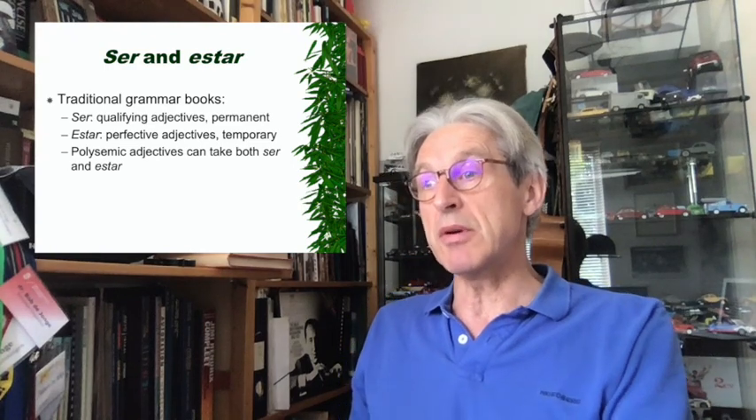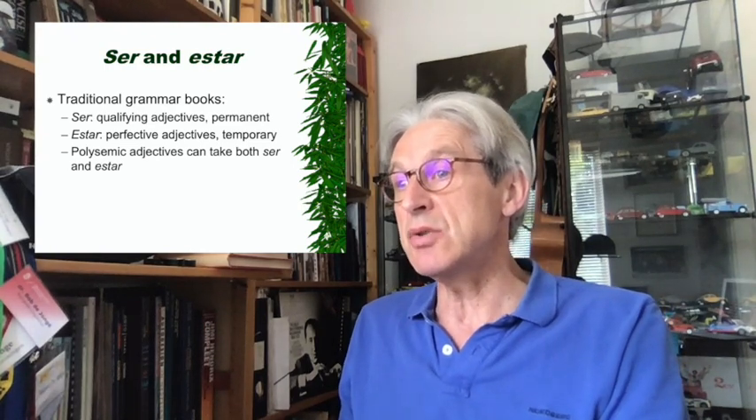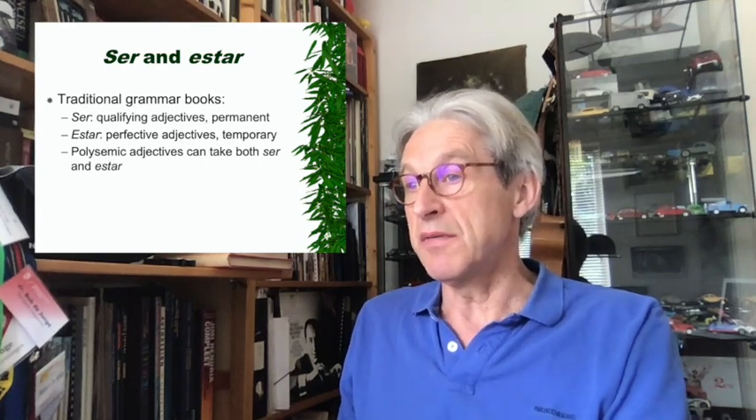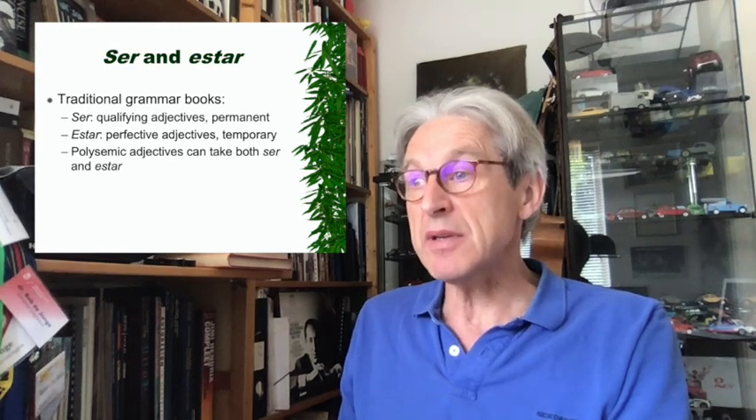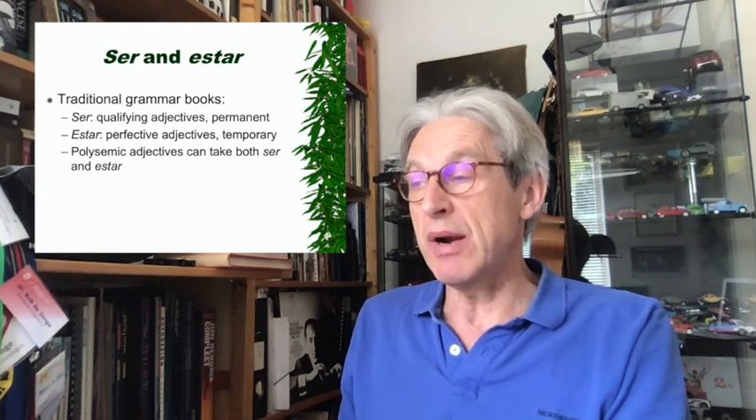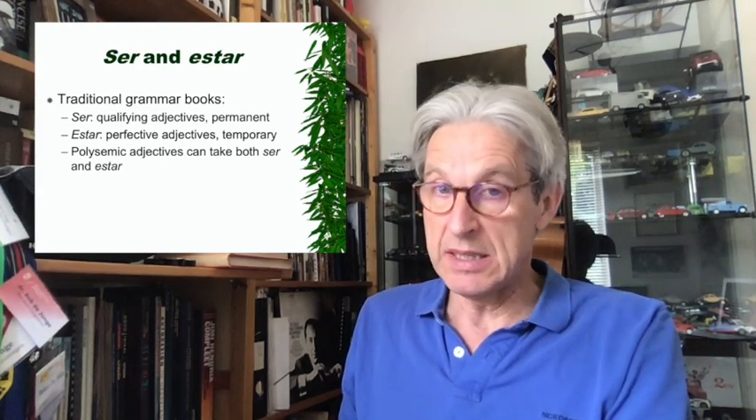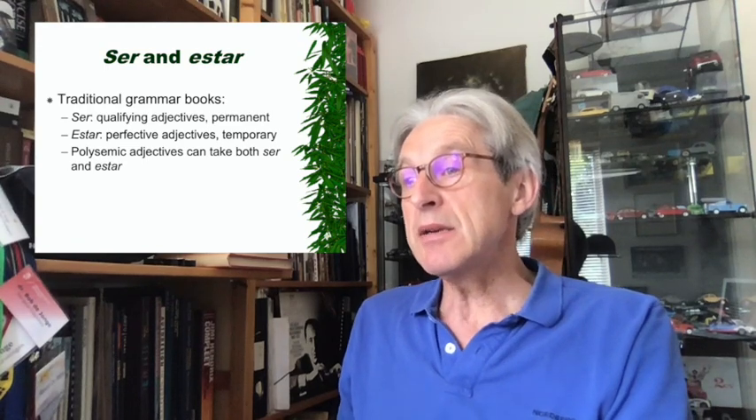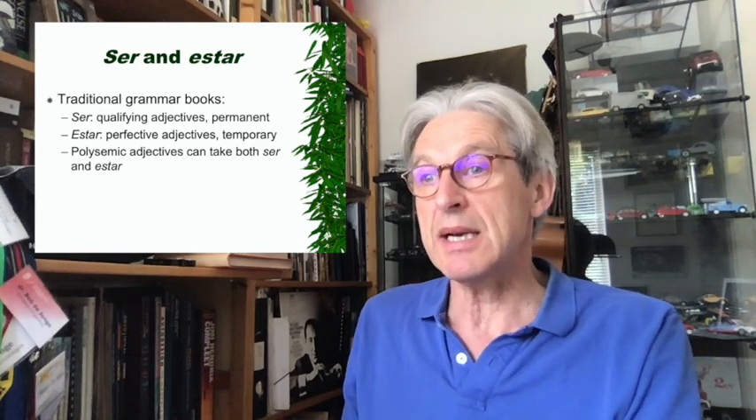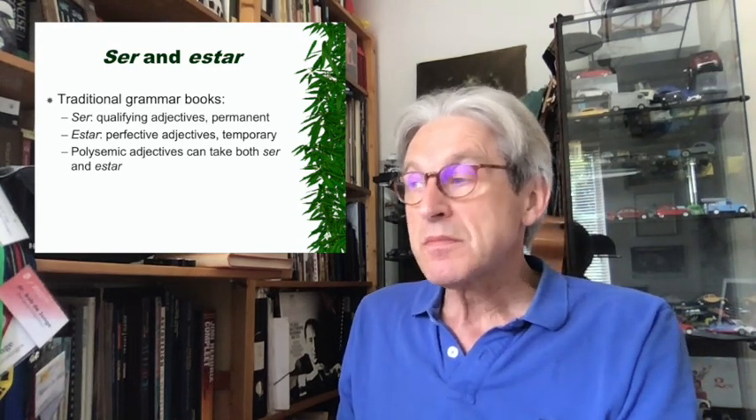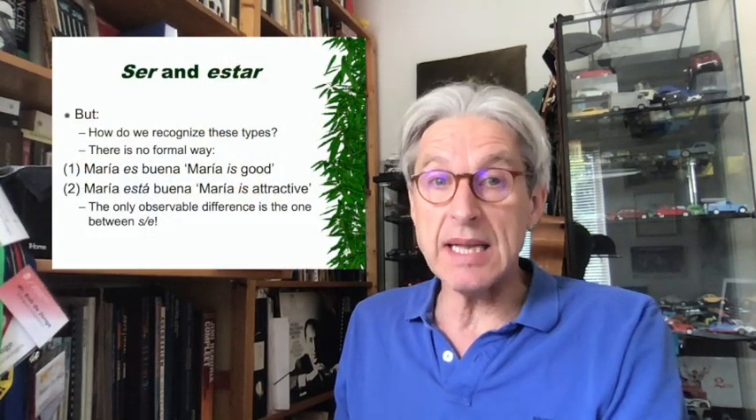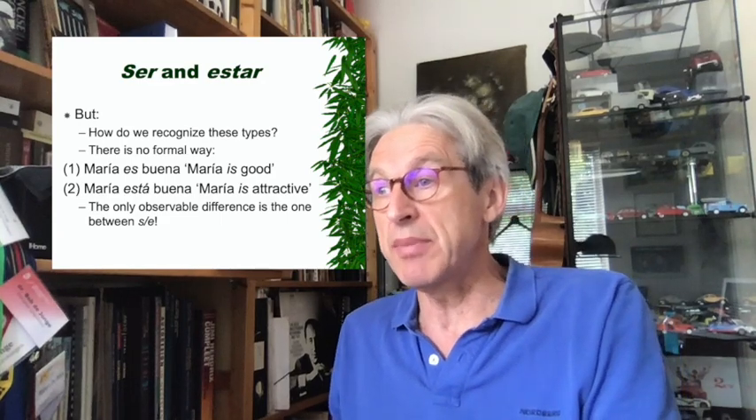Now, traditional grammar books usually say that ser is used with qualifying adjectives and gives a permanent characteristic of the subject, whereas estar is used with perfective adjectives and usually has a temporary interpretation as the meaning of the adjective is concerned. And then there is a third group of adjectives, which are the so-called polysemic adjectives, and they can take both ser and estar. Now, this line of reasoning has a problem because how can we recognize these adjectives as being permanent or temporary, etc., etc.?